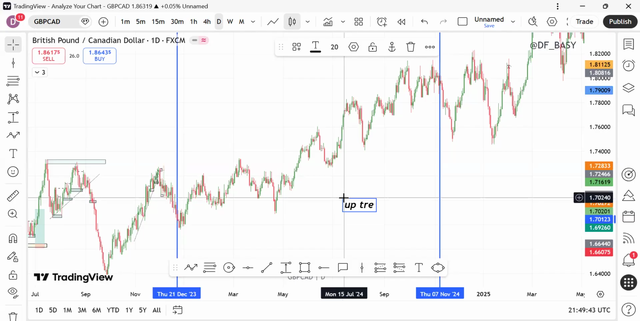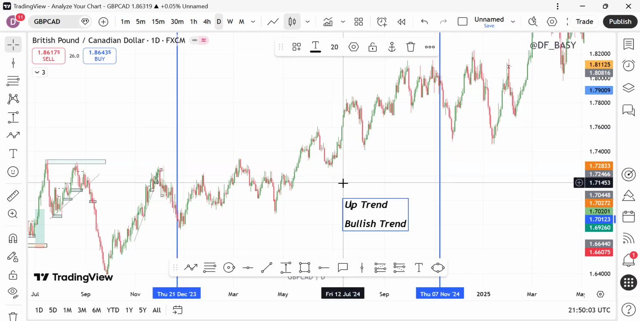Either you call it an uptrend or you call it a bullish trend. But what does bullish mean? If you read the PDF, there are common forex trading terminologies. A bullish trend means the market is in an uptrend. If you're saying a bearish trend, the market is selling, it is in a downtrend. This one is in an uptrend.